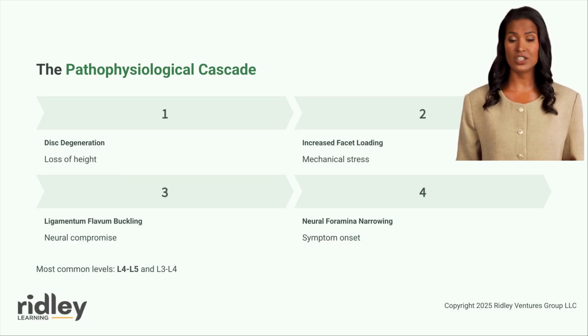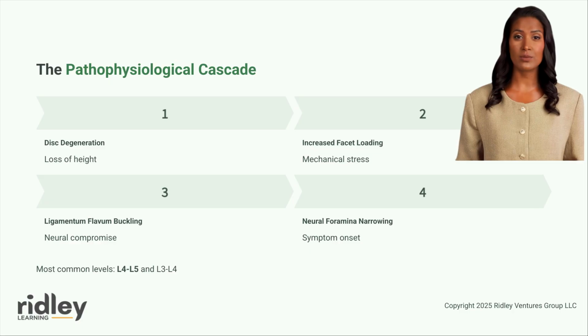Intervertebral disc degeneration typically initiates the pathophysiological cascade leading to spinal stenosis. As disc hydration decreases with age, the nucleus pulposus loses height and the annulus fibrosus develops fissures and bulging. This loss of disc height has multiple downstream effects. It increases loading on the posterior elements of the spine, particularly the facet joints. It allows the ligamentum flavum to buckle inward toward the spinal canal, and it narrows the neural foramina through which the spinal nerve roots exit.